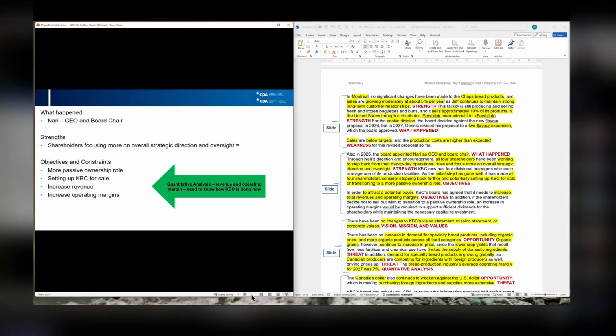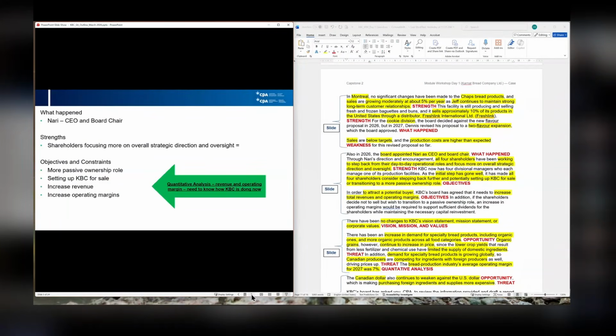When it comes to their objectives, there's other important objectives that we need to include. The shareholders want to play a more passive ownership role. They're looking at potentially selling KBC. So they want to make sure that they're going to get the best possible amount of money they can for their company and their shares. And as a result, they know that they need to increase revenue and increase operating margins.